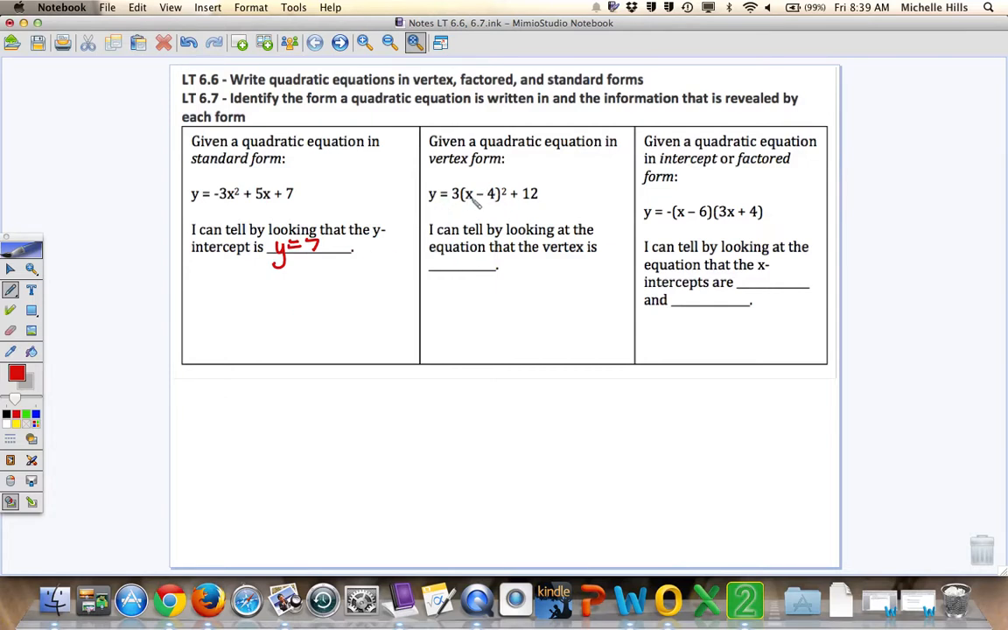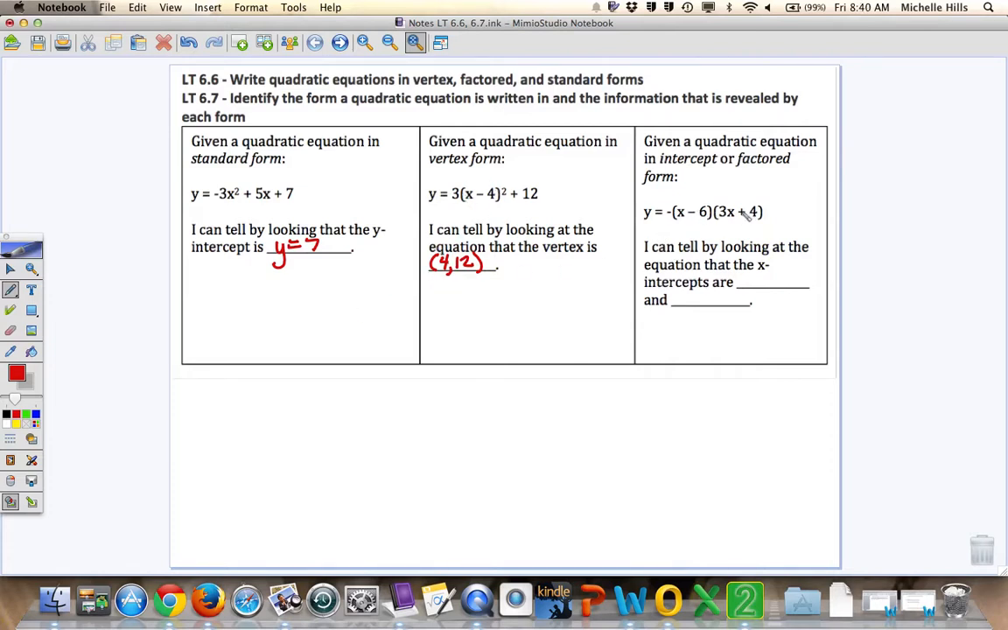This is called vertex form because, immediately at a glance, think about your transformations. I can tell that this was translated right 4 and up 12, which means my vertex is the point positive 4, positive 12. The y-intercept, I don't know. I would have to convert this to standard form to find it. Do not get pulled into the y-intercept being 12. If I substituted 0 for x here, even without doing all the calculation, I know that y is not going to equal 12 because this whole part will not drop out.